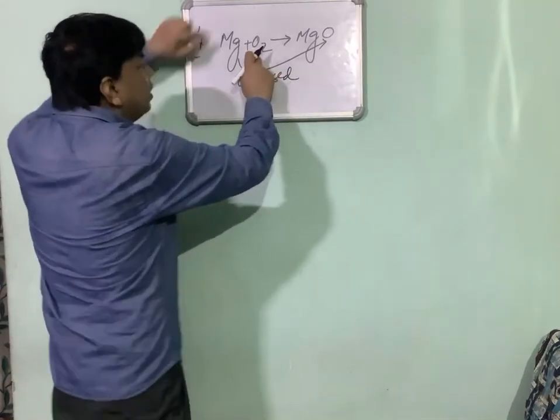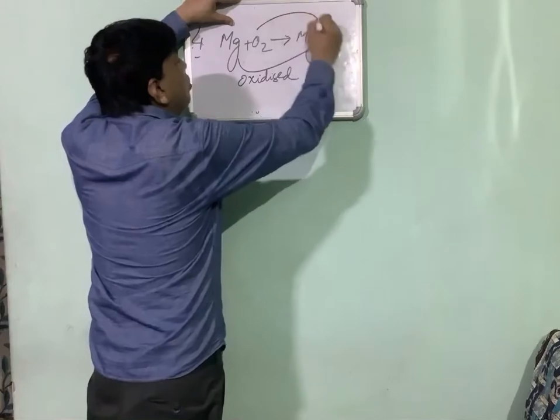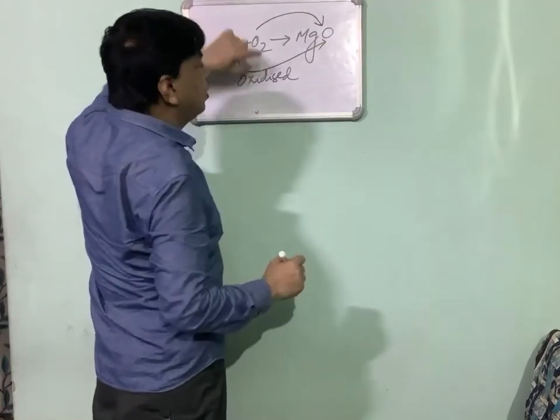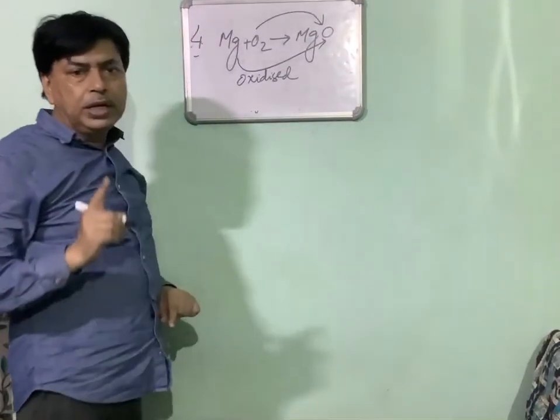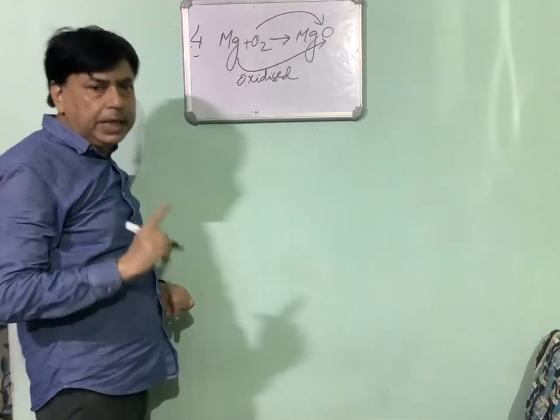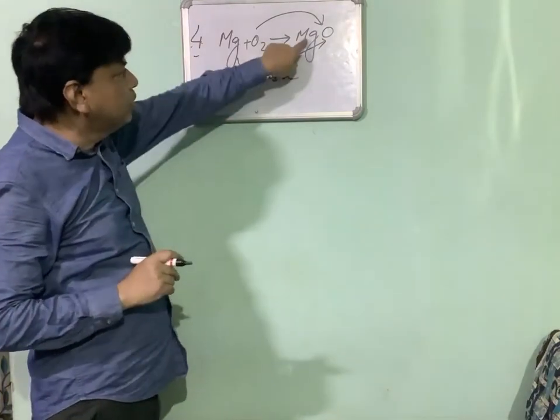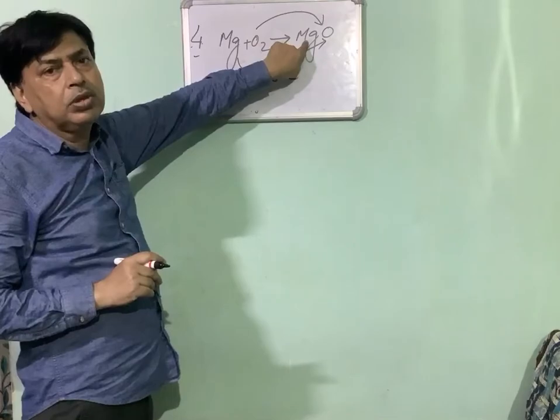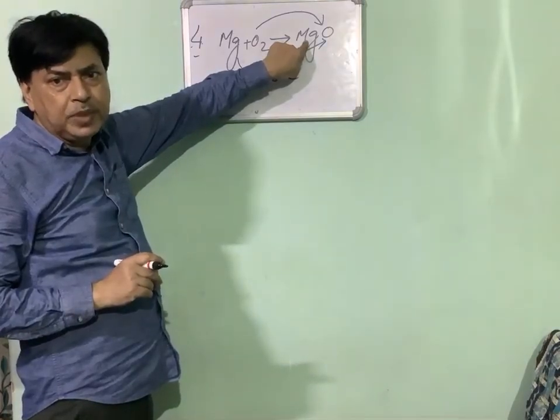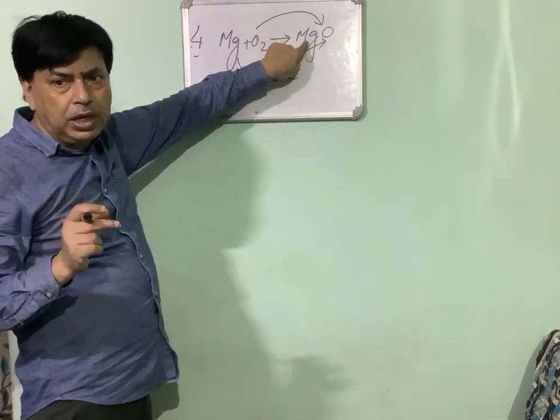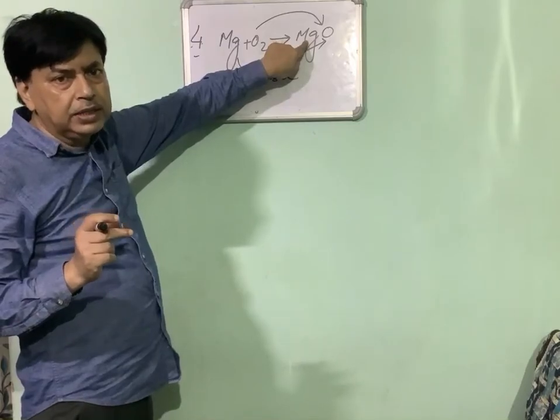And here O2 to MgO. Here magnesium is added to oxygen. So you already know that gain of hydrogen or electropositive radical is also called reduction. Gain of hydrogen or electropositive radical is called reduction.